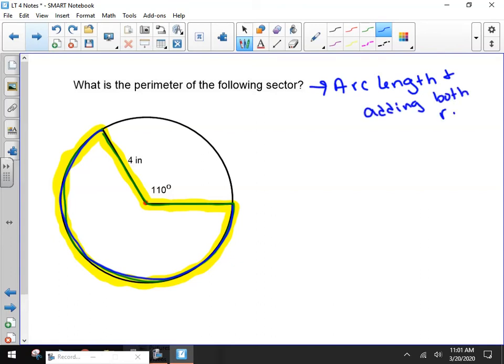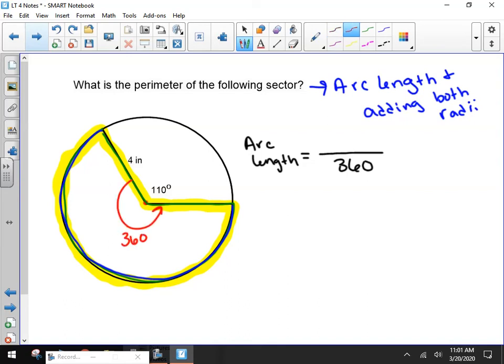All right, so remember arc length uses the central angle, so I need to find this angle here. I'm going to take 360 minus the 110, and I get 250, times the circumference, which is 2 pi times the radius, and our radius is 4. And again, remember you're just multiplying the 2 and the 4 together, so when I do that, I get 50 over 9 pi.